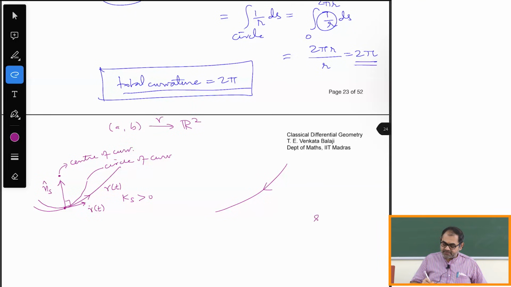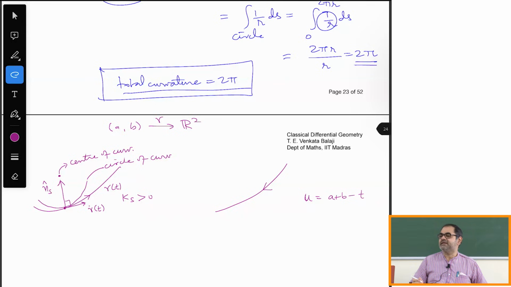So for example, suppose I put something so it's easy to guess what it is. Let me put u equal to a plus b minus t. So you see now, when you put t equal to b, then u becomes a, and when you put t equal to a, then u becomes b. So you can make a change of variable like this.